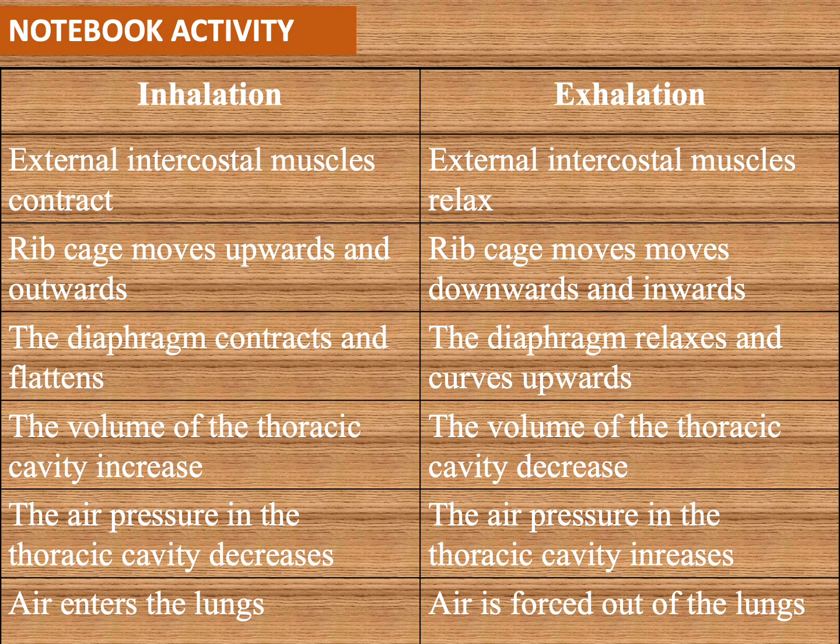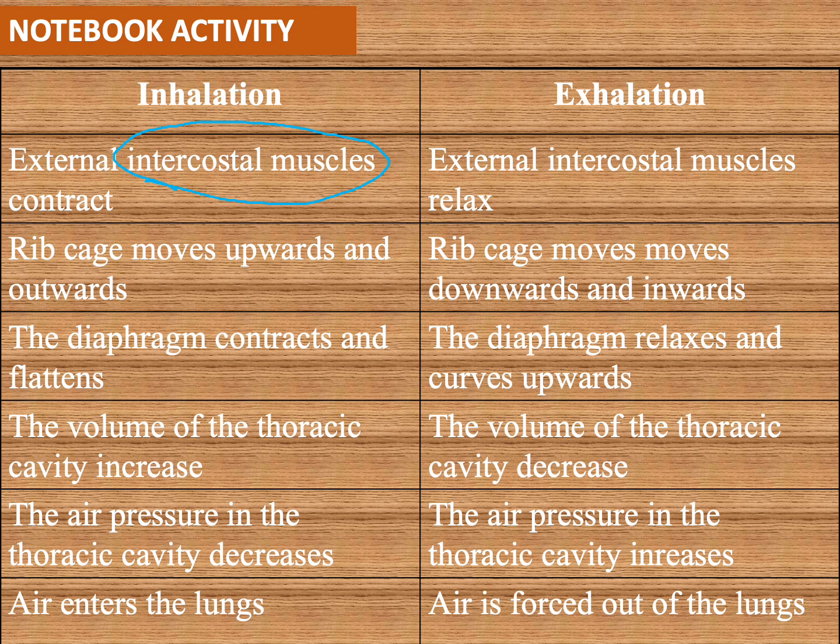Okay, so you should know, children, the difference between inhalation and exhalation. The first one is that the external intercostal muscles contract. What is the meaning of intercostal muscles? Go back to your previous video. There you will find the muscles in between the ribs, called intercostal muscles. The rib cage moves upward in the inhalation process, whereas the rib cage moves down in the exhalation process. The diaphragm contracts in inhalation, whereas the diaphragm relaxes and curves upward during exhalation.